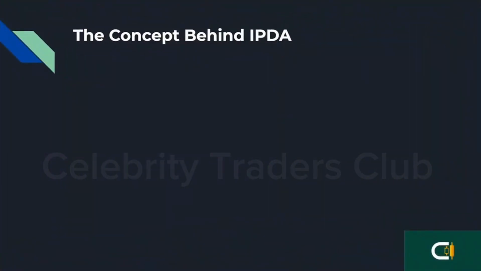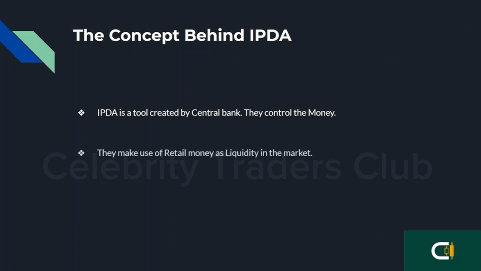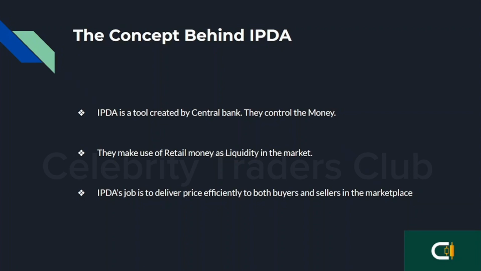Now, the concepts behind IPDA. How does IPDA basically work? IPDA is a tool created by the central bank. They control the money. They make use of retail money as liquidity in the market. IPDA's job is to deliver price efficiently to both buyers and sellers in the marketplace.